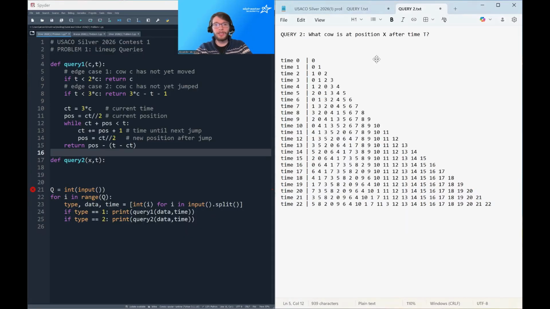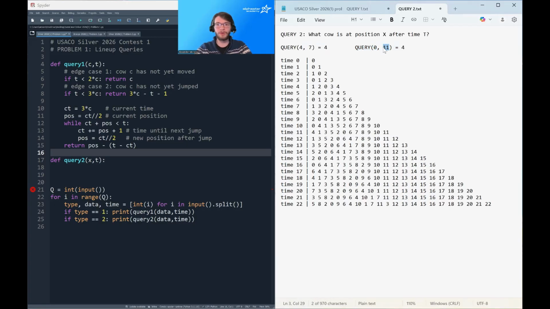We're now ready to begin looking at query 2. So in query 2, we want to know what cow is at position X after time t. Just like before, we're going to look at some examples. If we had 4, 7, this is asking what cow is in position 4 at time 7. In our grid here, we can just take a look at time 7, position 4, that's cow 4. So our query type answer is 4.